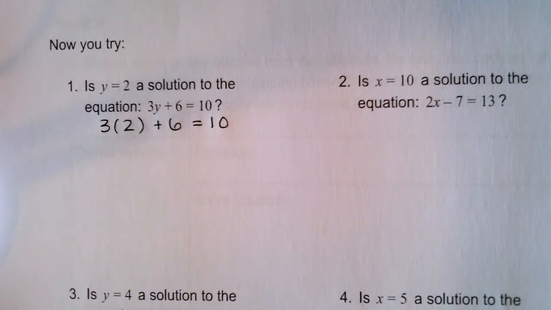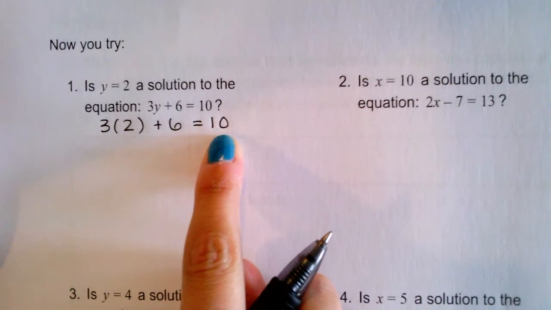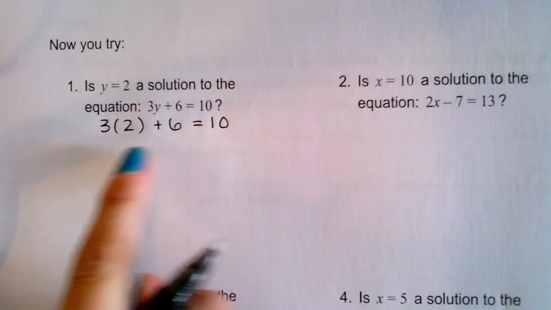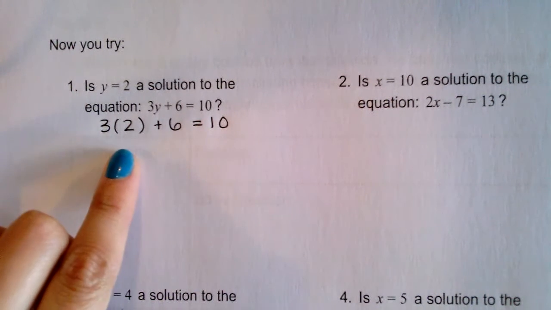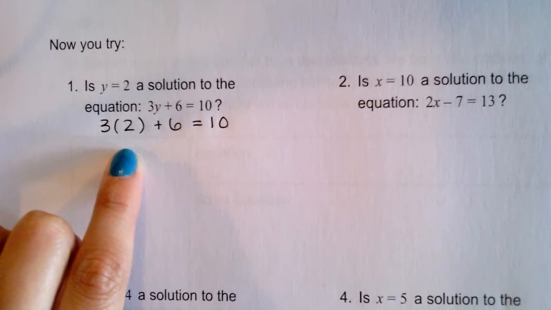Step number 2 is simplify both sides of the equation. So again, our right-hand side is just the number 10, so nothing to simplify there. We need to focus on this side. So simplifying using PEMDAS. We don't have anything to do inside the parentheses, so we can skip the P.